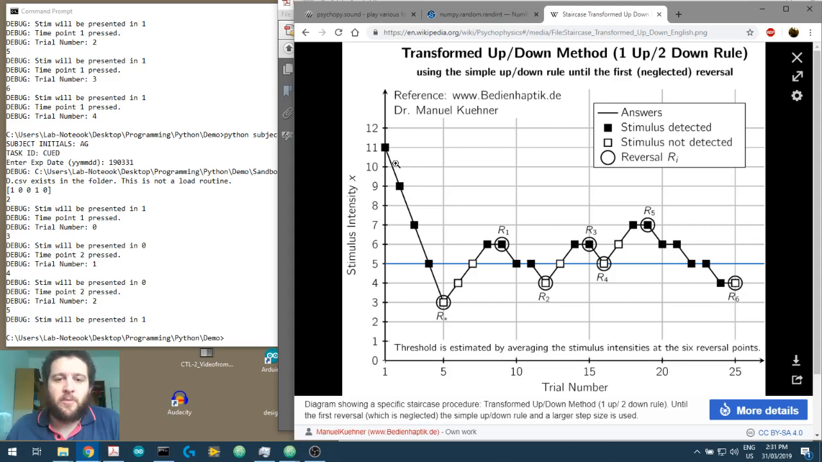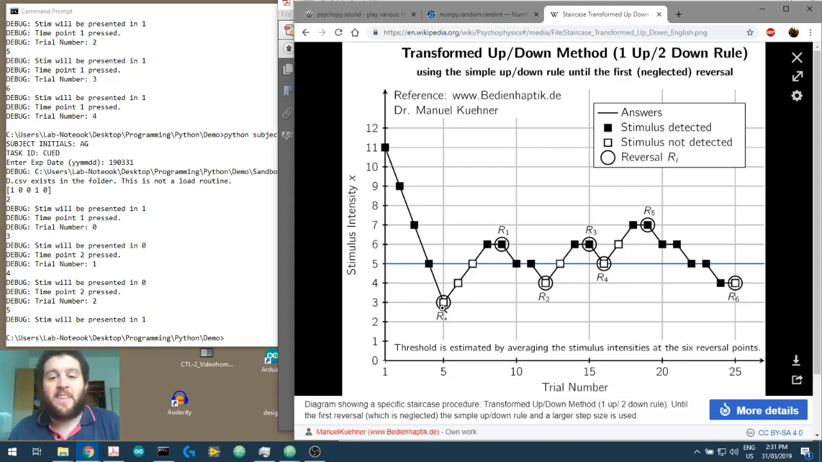Then they test it again in the next trial. The subject again got it correct, and so in the very next trial, they went down to 7. Then the subject got it correct again, so they went down to 5. The subject got it correct, so they went down to 3. Okay, and then the subject got it incorrect. So let's say we presented it in the second time window, but the subject said it was in the first window. That's incorrect. So what we do now is increase the intensity.